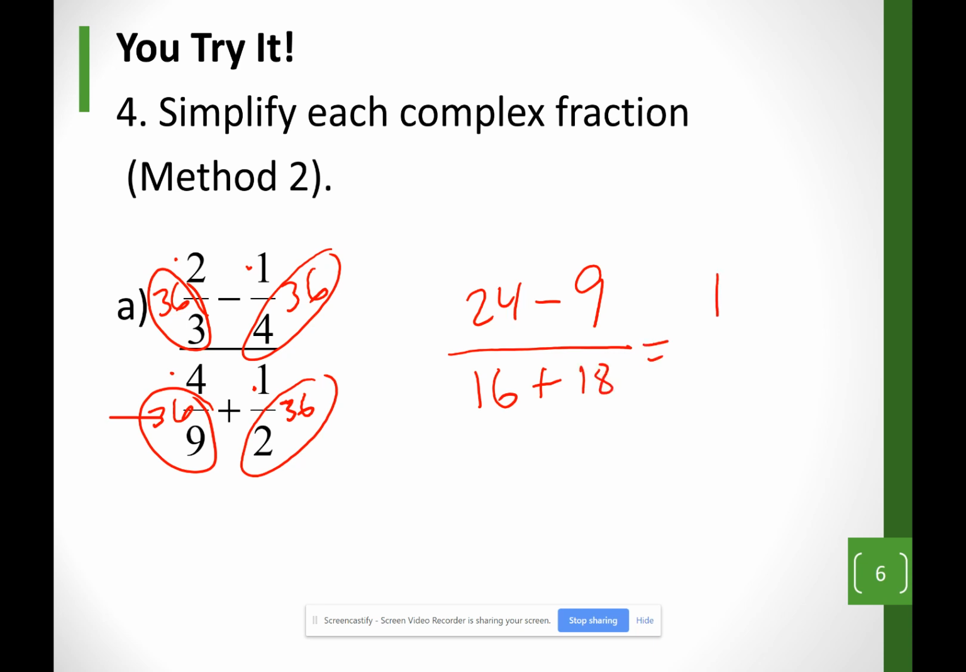24 minus 9, I get 15. 16 plus 18, I get 34. Simplify if you can. In this case, we cannot. So that's it. I will have a part 2 to this video.